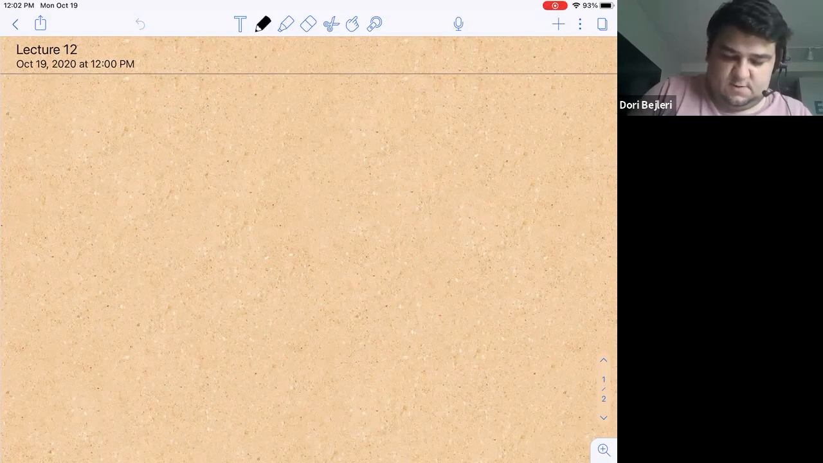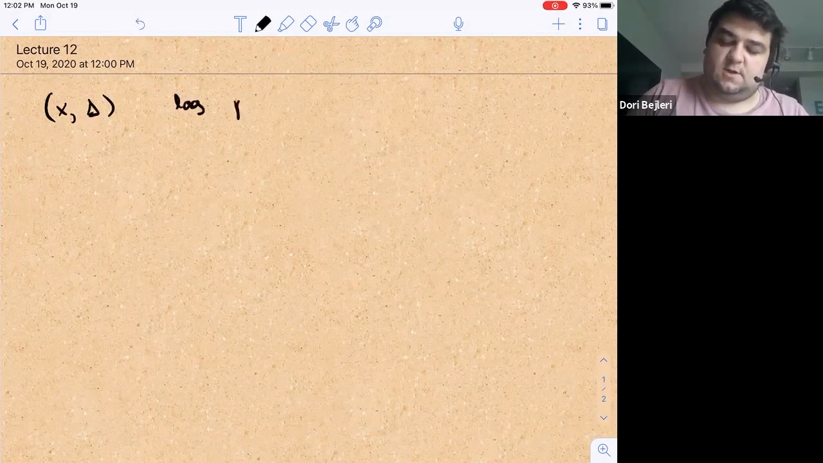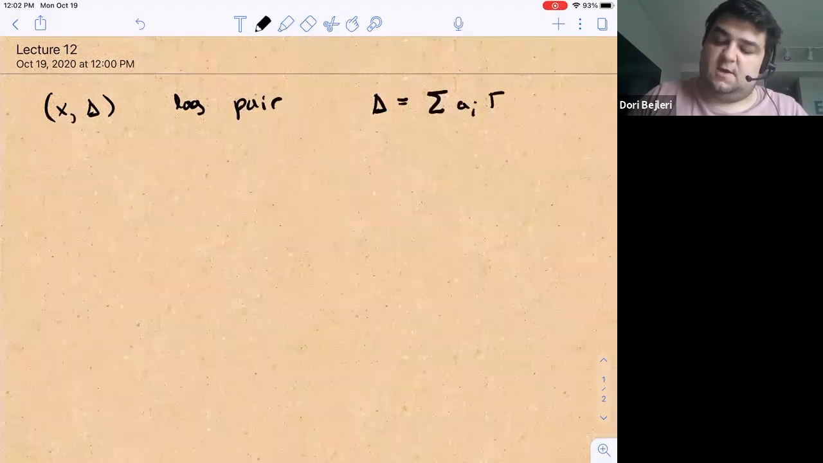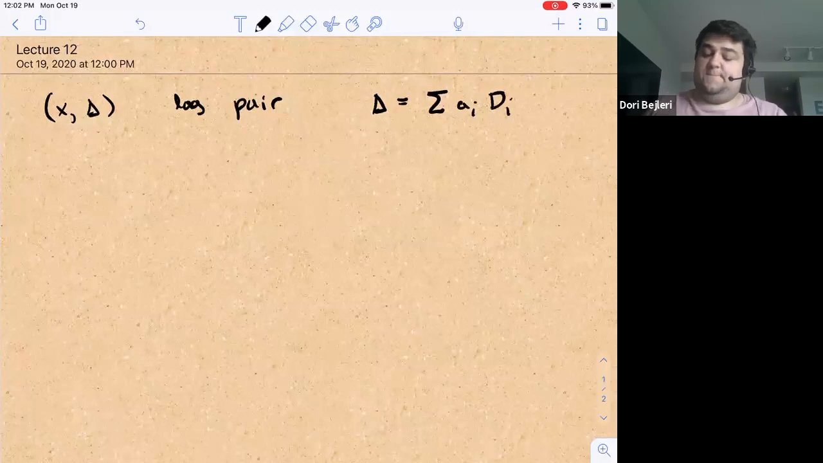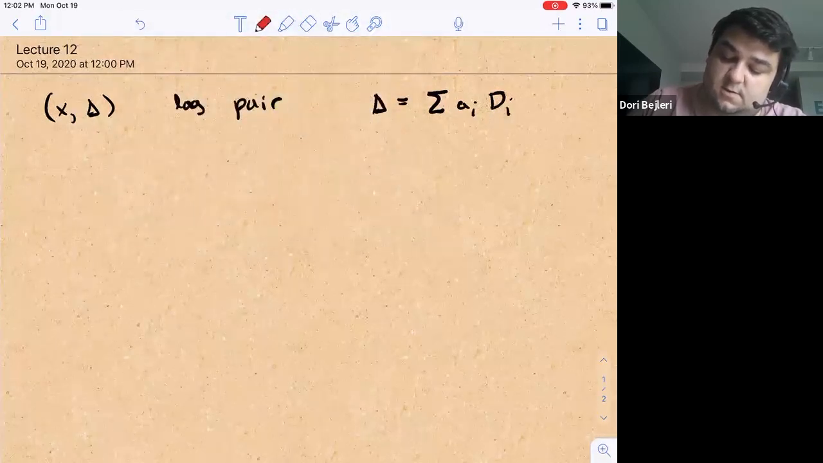So if we had some log pair (X, Δ), where Δ is some divisor, some sum of a_i D_i, and we assumed in the definition of log pair that K_X + Δ is Q-Cartier.